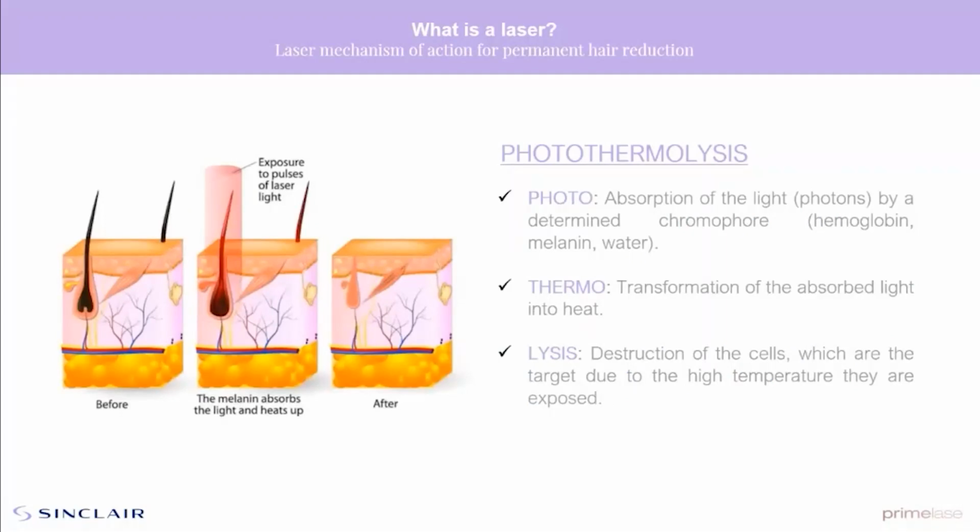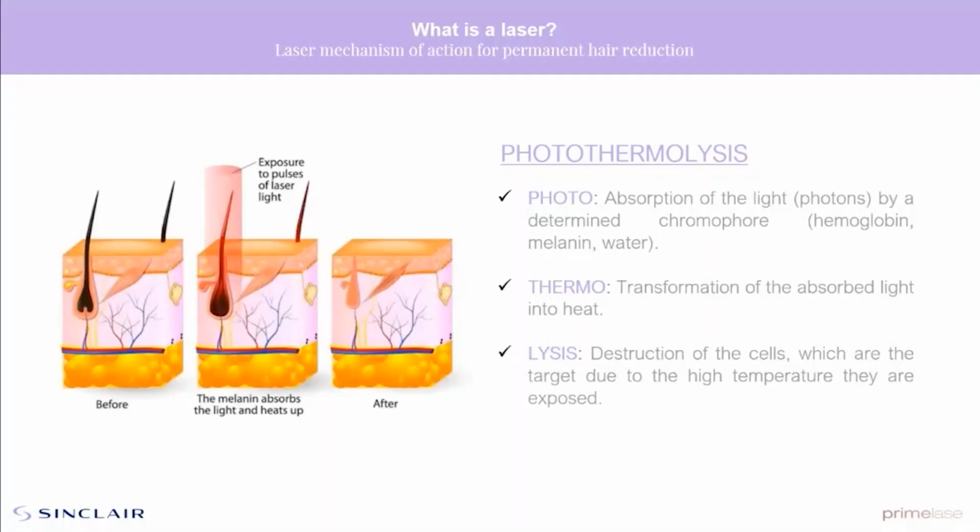So let's talk now about the mechanism of action of our laser. It works by the photothermolysis mechanism. If we divide the term into three, we find that photo is the absorption of the light by a determined chromophore, this word that we have been talking about so much. And in the body, there are three different chromophores: hemoglobin, which means blood, melanin, or water.